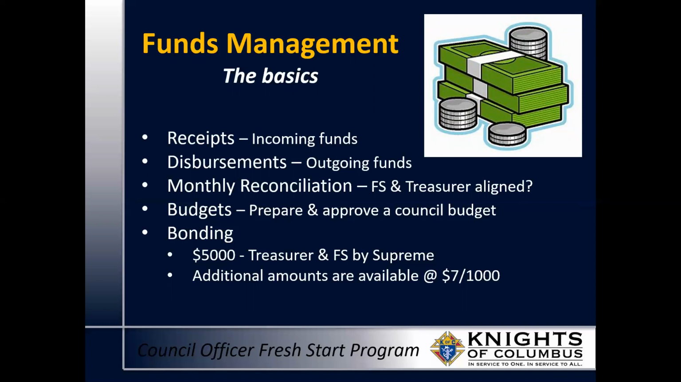Budgets, we'll talk a little bit about a budget and why it's important to have a budget, what it does, and what benefit it has to the council. And then the bonding. The treasurer and the financial secretary are both bonded by Supreme for $5,000. And then if your council would need any extra insurance because it has high value funds in there, it's available to purchase extra insurance from Supreme for $7 for each $1,000 extra that you need over the $5,000.